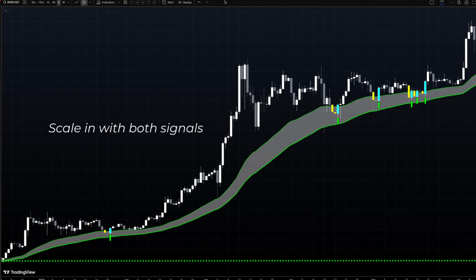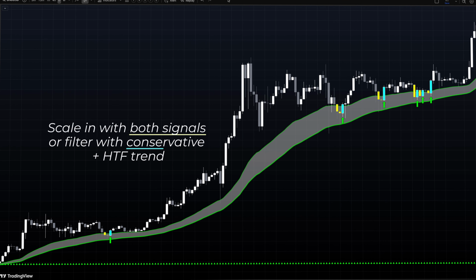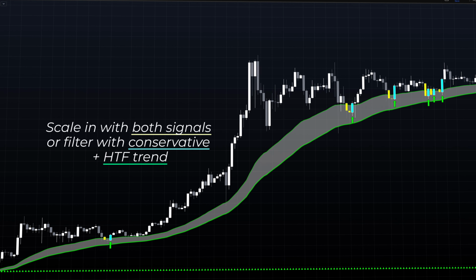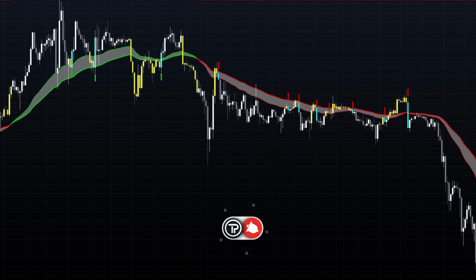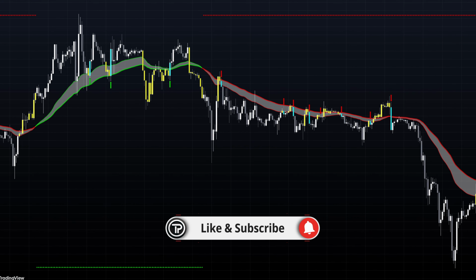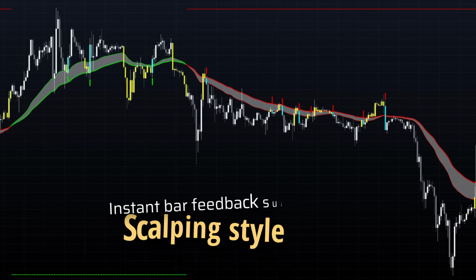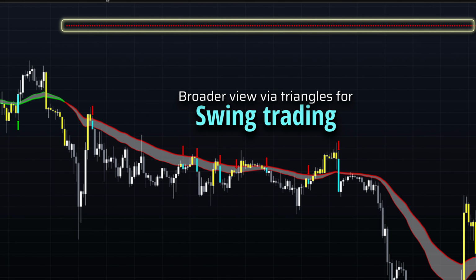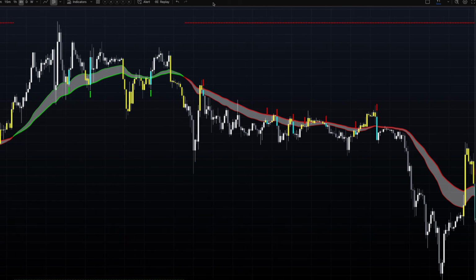Traders can scale into positions using both signals or filter trades by only taking conservative entries when they align with higher timeframe trends. The customizable display options allow adaptation to different trading styles. Scalpers might prefer the immediate feedback of colored bars, while swing traders focus on the trend triangles for broader context.